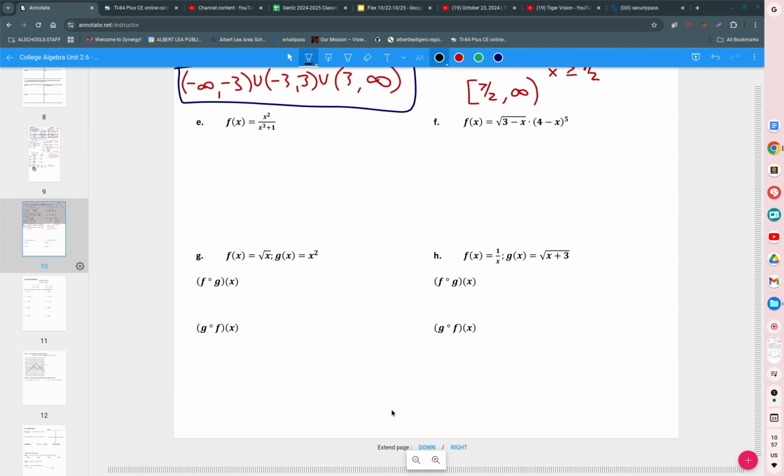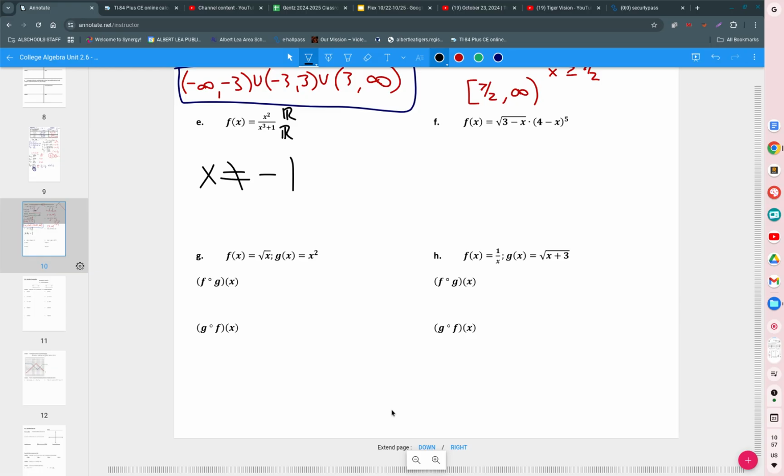The top is a parabola. The domain of a parabola is? The bottom's a cubic. And the domain of a cubic? But it's division. I can't divide by 0. Does anybody know what number would produce 0 in the denominator? It is -1. So therefore, the domain is x cannot be -1.